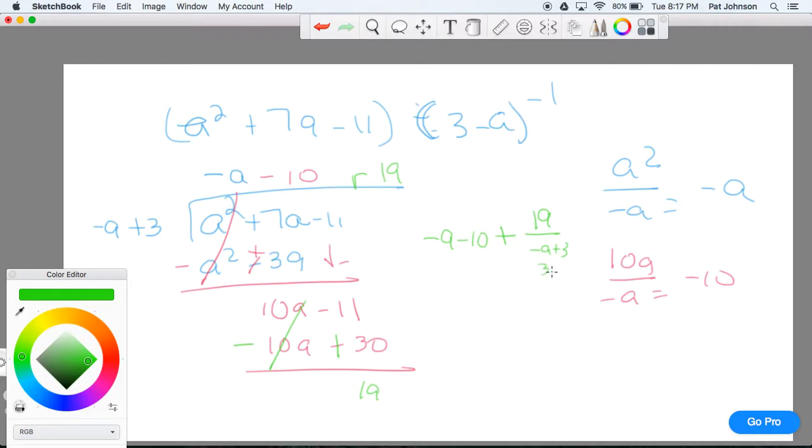Or I can write this 3 minus a. So it'll start off with a negative, right? So that would be my answer: negative a minus 10 plus 19 over 3 minus a.